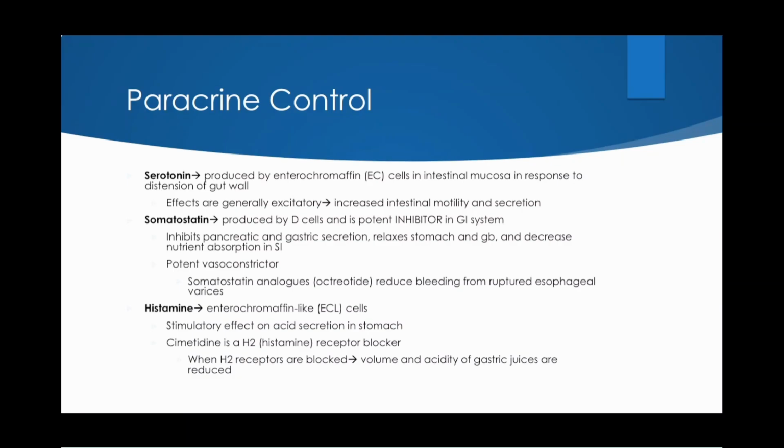We also have paracrine control. What is paracrine? Exocrine is into a space. Endocrine is into blood. What is paracrine? Next to it. Cells next to it. It's going to affect the cells right next to it.